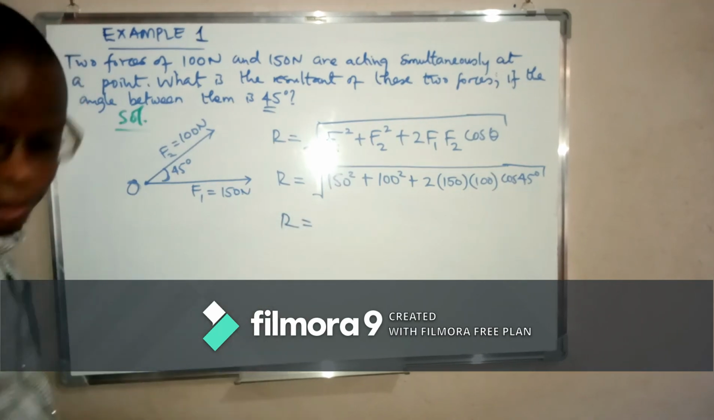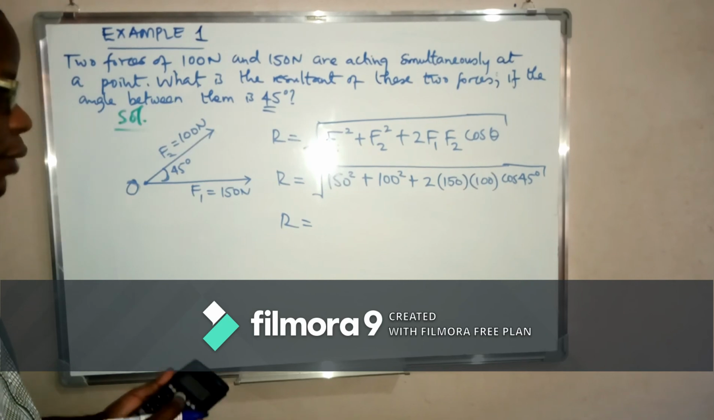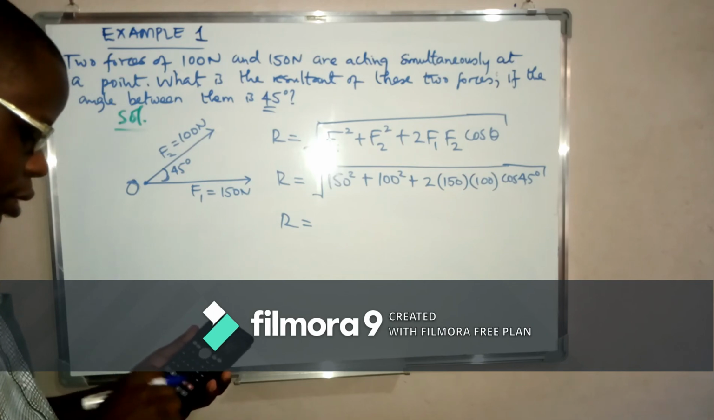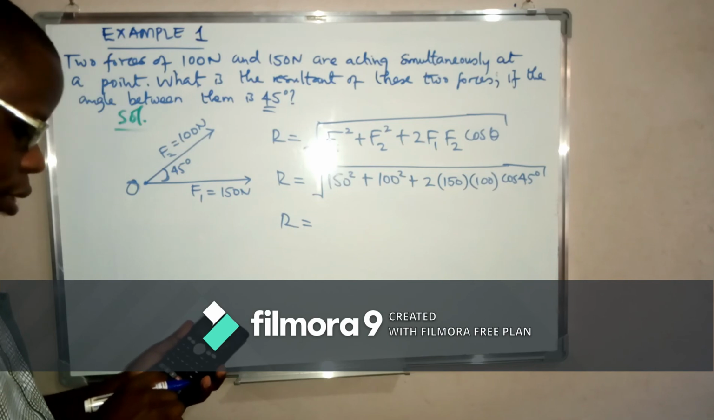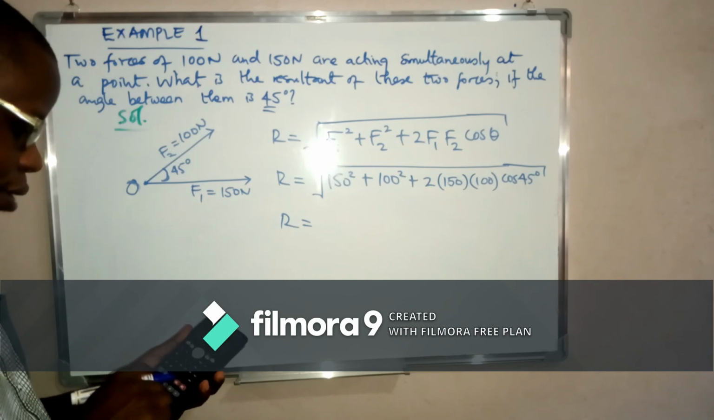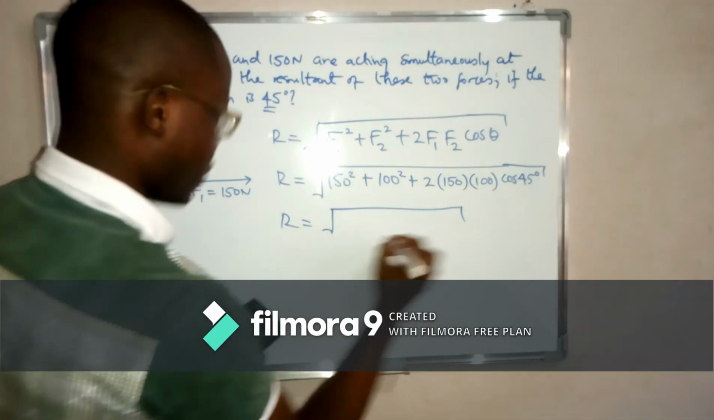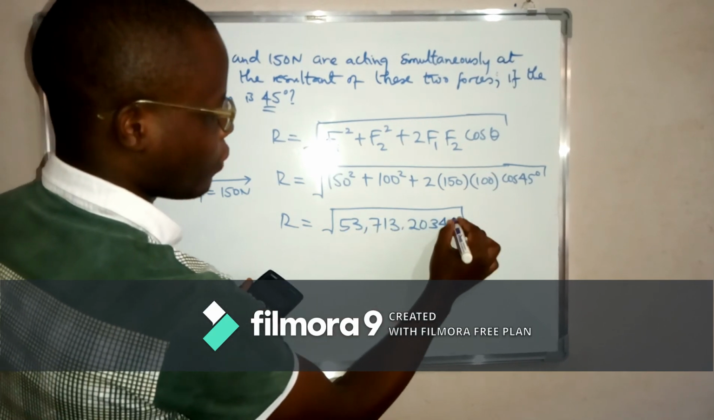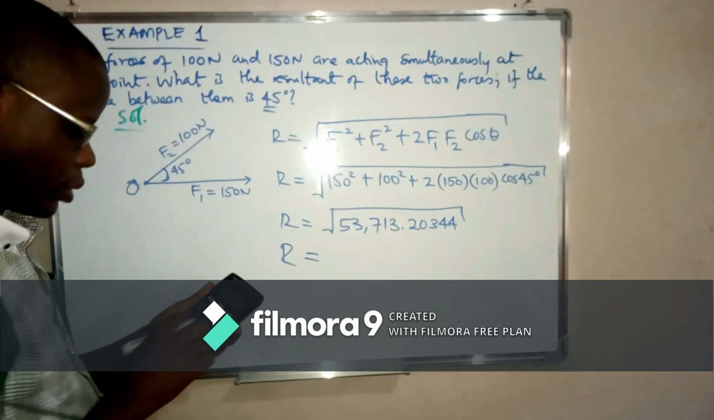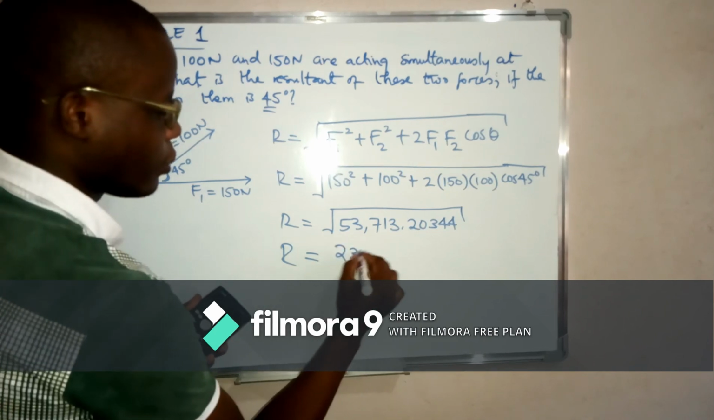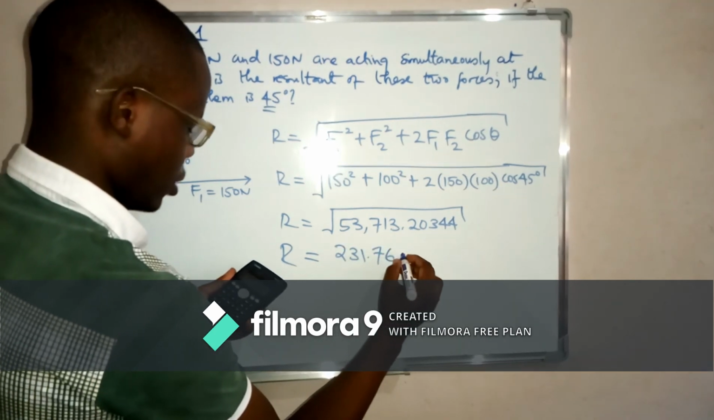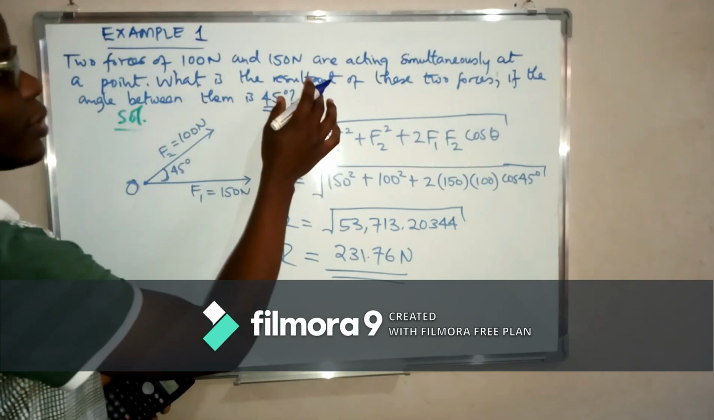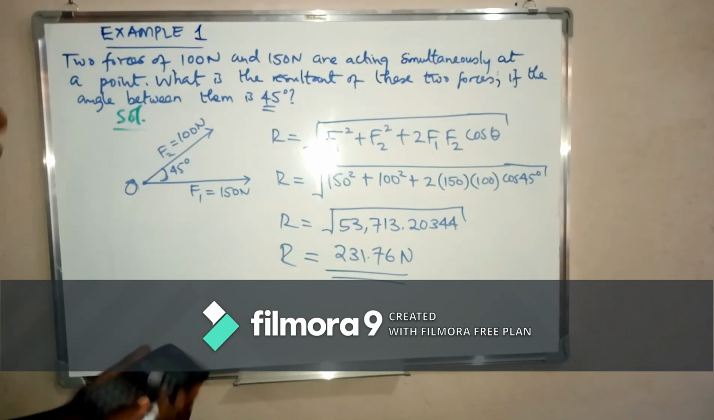Now R will give us, looking at this, 100 squared plus 150 squared plus 2 times 150 times 100 times cos 45, which gives us 553,713.20344. When we take the square root, we get 231.76 newtons. So this is the magnitude of the resultant of these two forces. So that's simple.